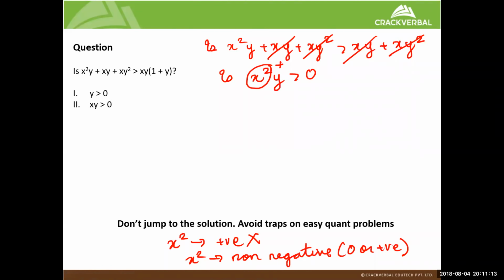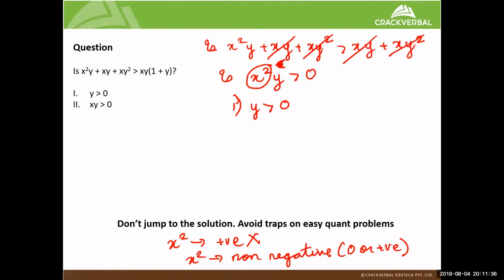So what most of y'all have overlooked is, directly saying, is x square y greater than 0? That means only y should be greater than 0. You'll have assumed that x square is always going to be positive. You'll have forgotten the fact that x can also be equal to 0, right? So when I go to the first statement, y is greater than 0.